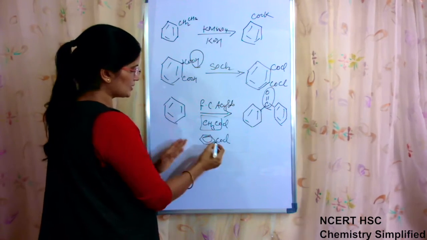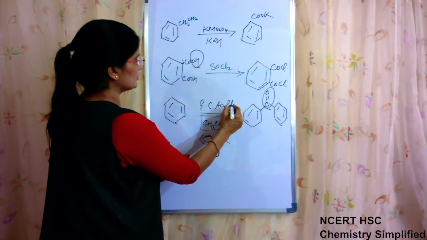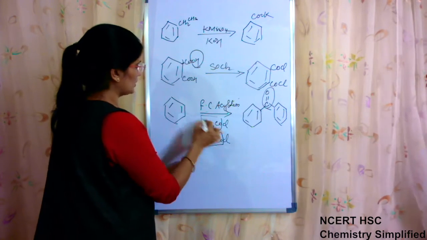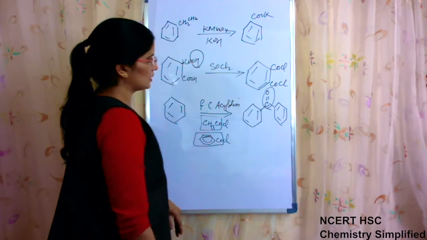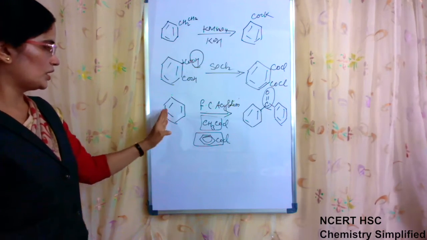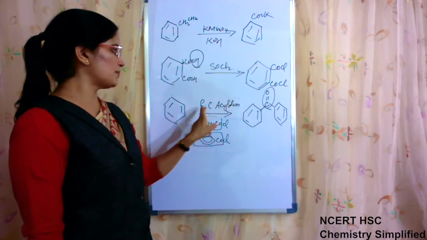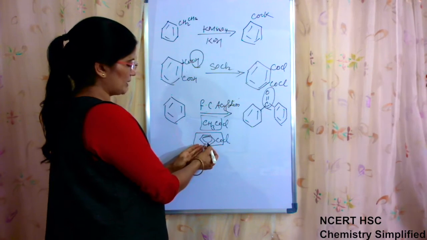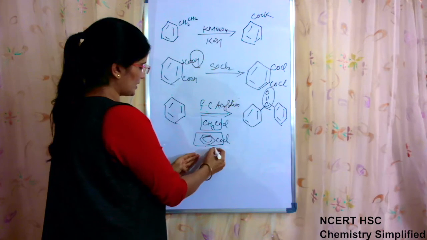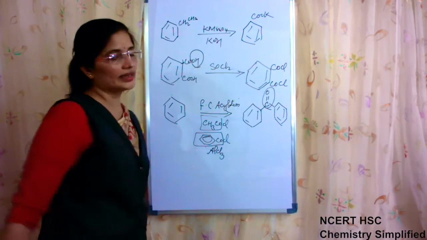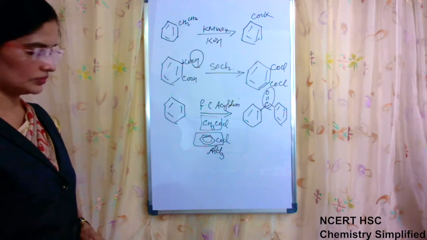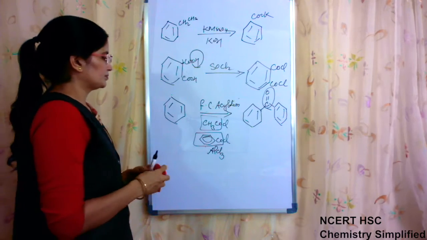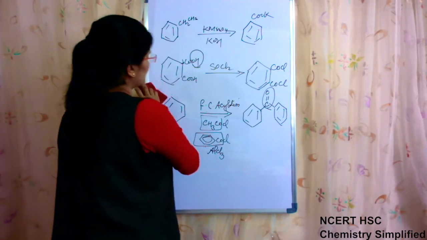So benzene already is there. When the Friedel-Crafts acylation will take place, then what will happen? This part will be coming here and HCl will be removed. So from this we can obtain this by Friedel-Crafts acylation, which will take place in the presence of this reagent as well as catalyst. Okay.